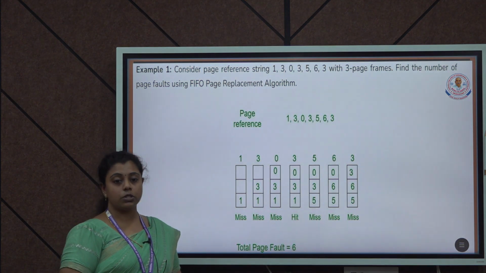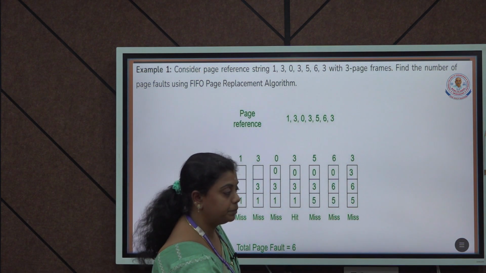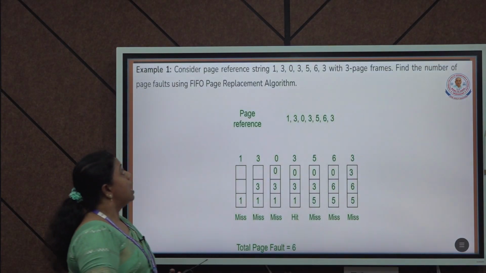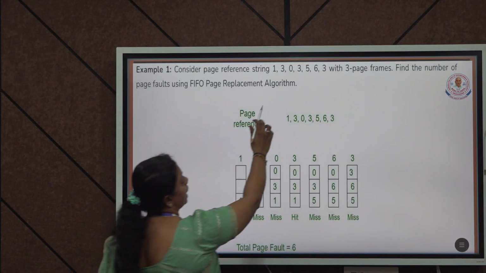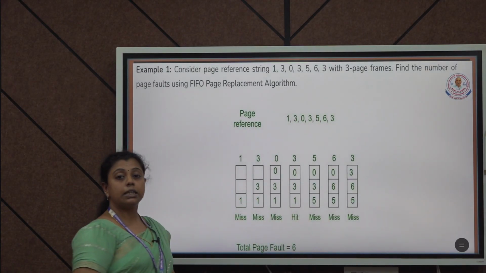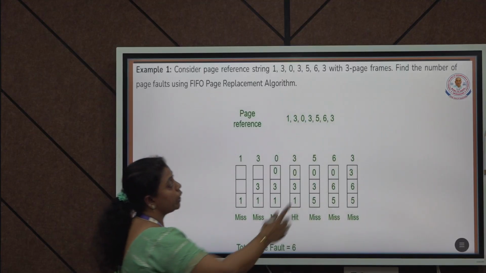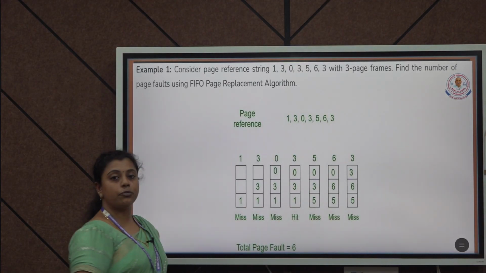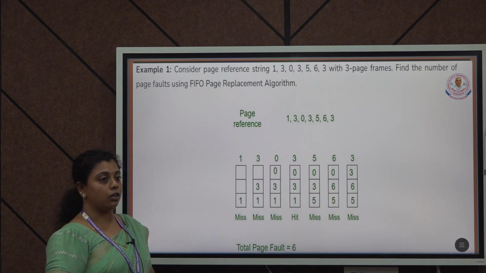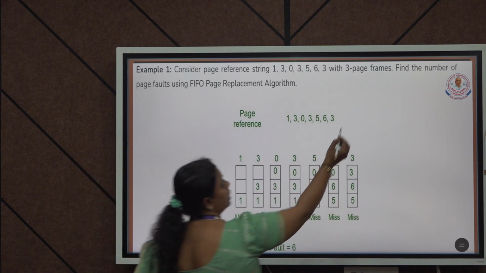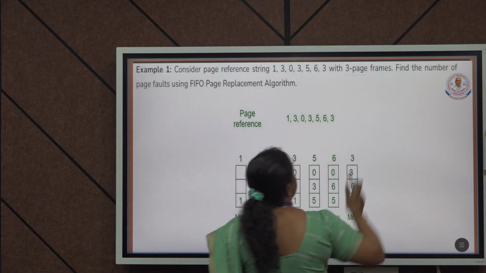Next we are going to see a simple example. Consider a page reference string. They have given some page reference strings with 3 page frames. We are going to find out the number of page faults using the first in first out page replacement algorithm. Here they have already given the 3 page frames.